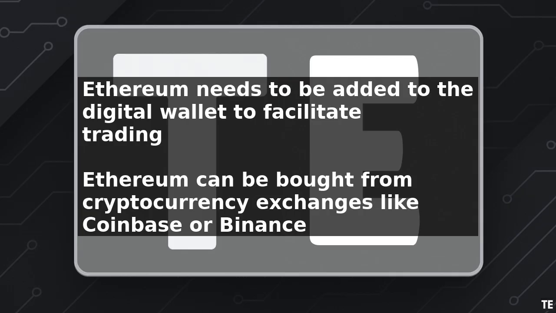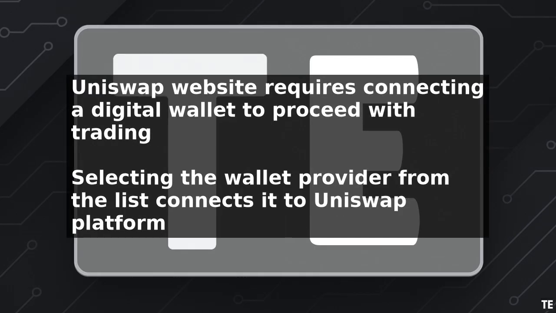After adding the contract address, you can enter the amount of Ethereum you want to swap for Dogelon Mars ELON. Uniswap will automatically calculate the amount of Dogelon Mars ELON you will receive based on the current market price.